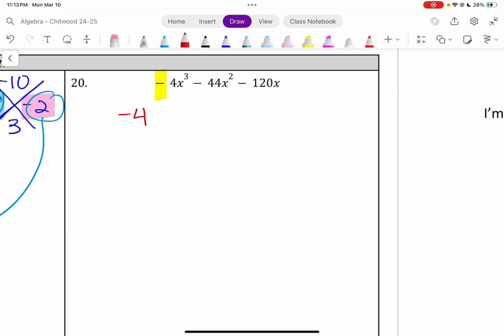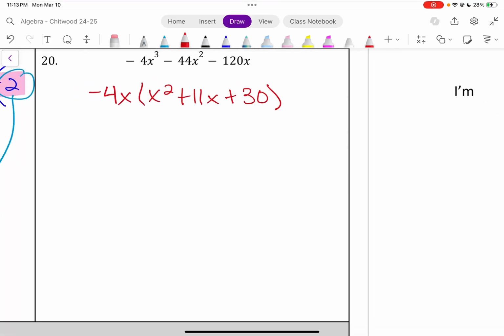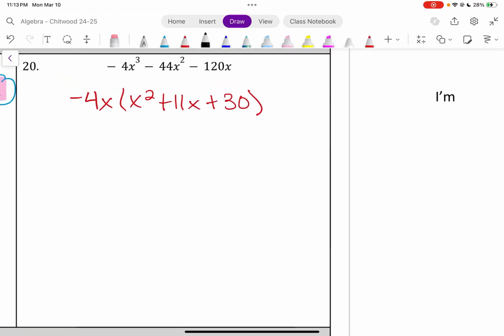All three of those terms have an x. So I'm going to say my GCF is -4x. Then on the inside, I will have x squared plus 11x plus 30. Remember, the terms change signs when you take out a negative GCF. Then from there, I am able to find the factors of 30 that will add to give me 11. I know 5 times 6 will give me 30, but will also add to give me 11.